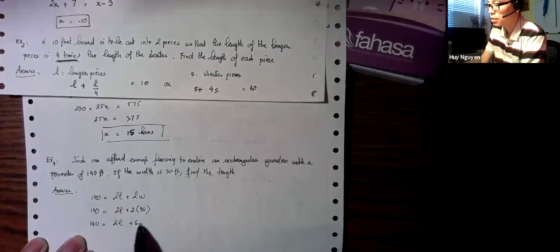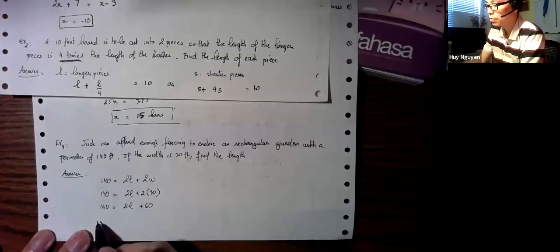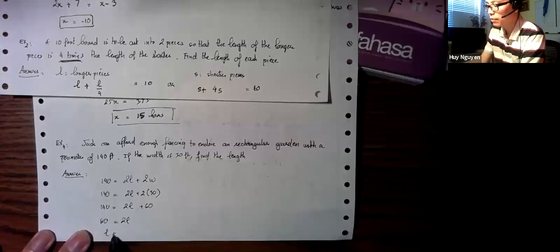2 times 30 is 60. Right? PEMDAS, multiplication goes first. So for L, just imagine this is X. Linear equation, right? Subtract both sides by 60, gives you 80 equal to 2L. Then divide both sides by 2, L equals 40.